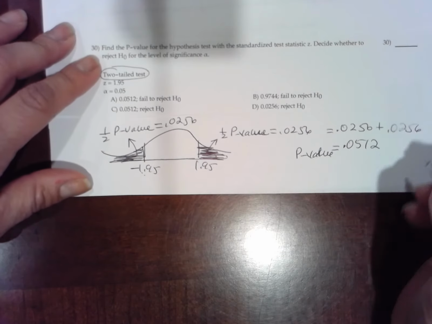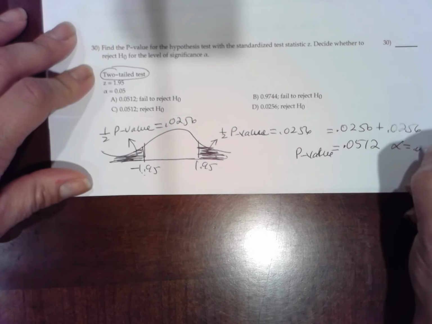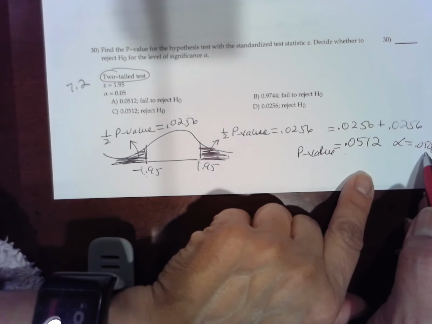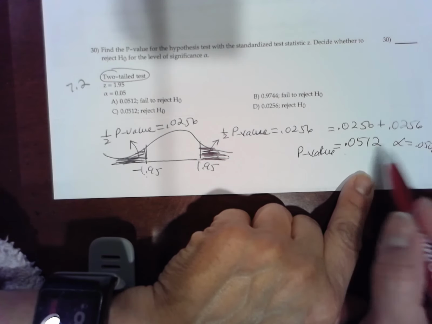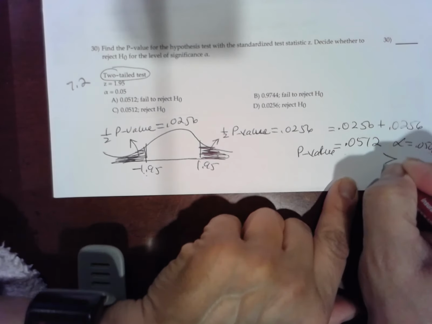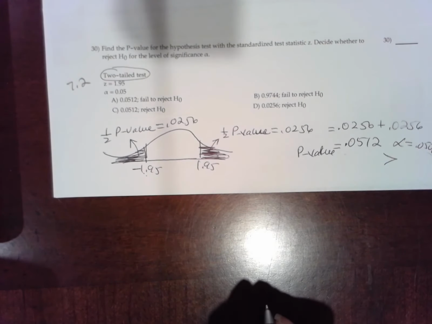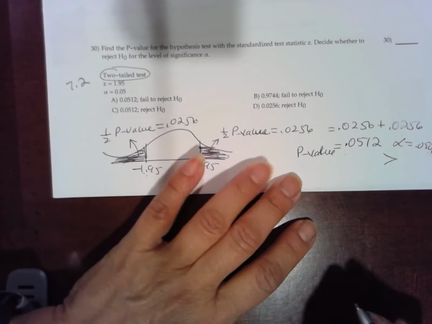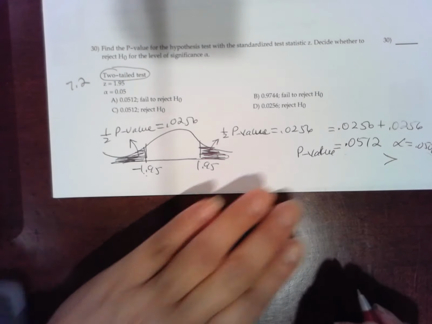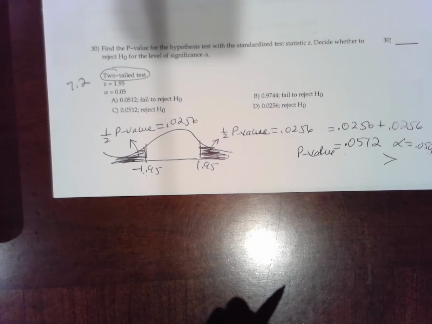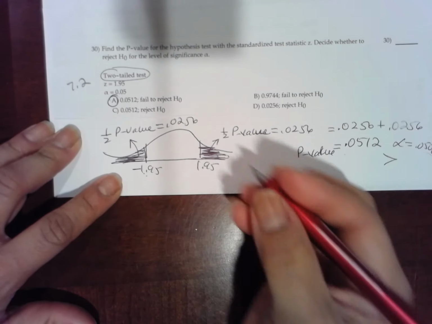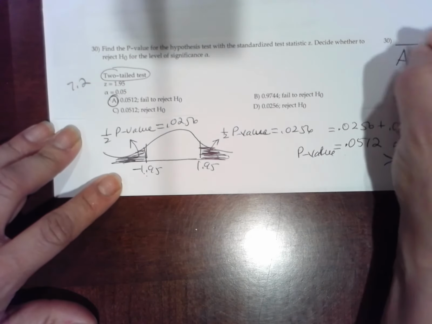So you're going to compare that with the alpha. The alpha is equal to 0.05. Since this one has 4 decimal places, I match this one to 4 decimal places. So the 0 is the same, the 5 is the same, but then here I have a 12 and here this is a 0, so this is greater than. Since the p-value is greater than the level of significance, you're going to fail to reject. The correct answer for question number 30 will be A, 0.0512, and you fail to reject the null.